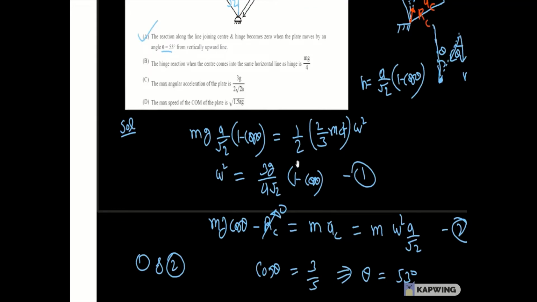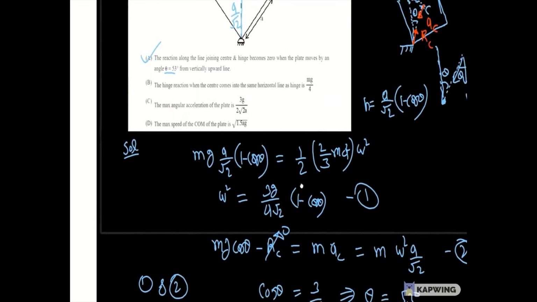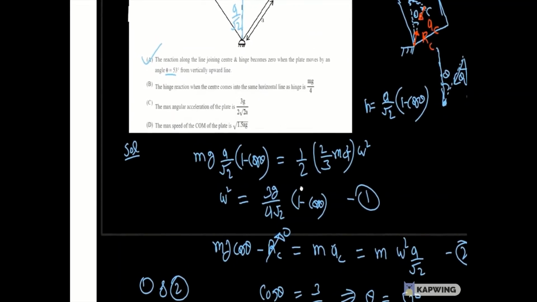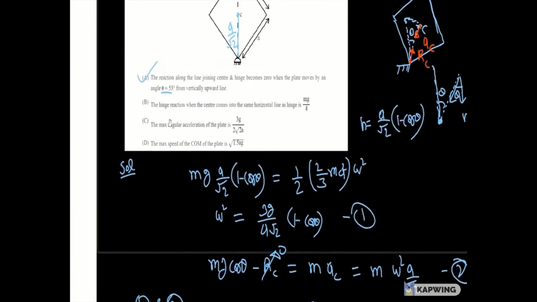So what we did is, first we applied the work energy theorem to find the angular speed omega, and then we used the equation net force equal to mass into acceleration of center of mass along this line. So net force is mg cos theta minus R, which is equal to mass into acceleration.